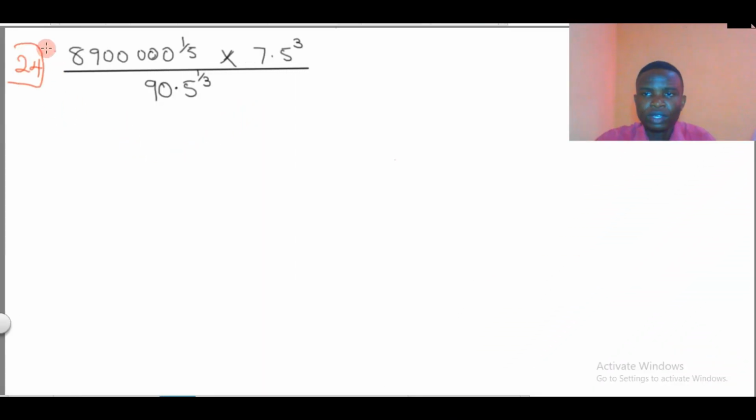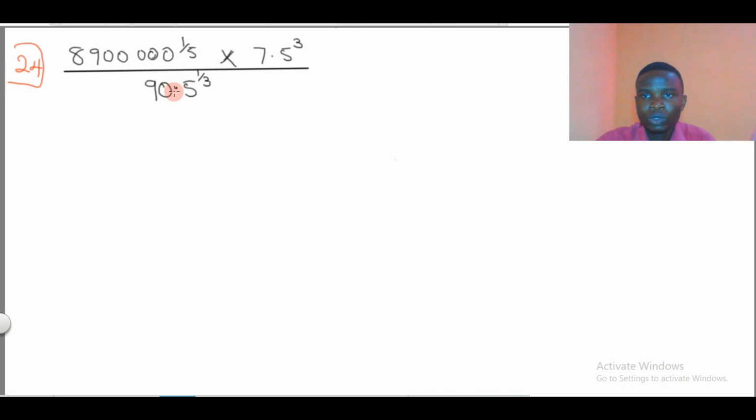So here we're going to look at example 24, and the question is to evaluate 8,900,000 raised to the power of 1 over 5 times 7.5 raised to the power of 3 divided by 90.5 raised to the power of 1 over 3. What we're asked to do here is to evaluate this expression using a logarithm table.